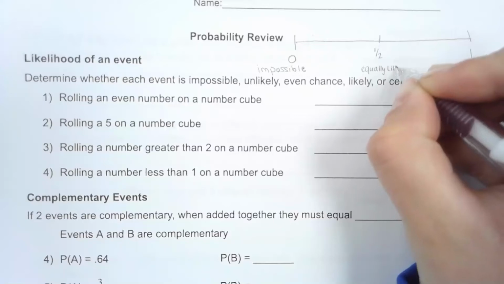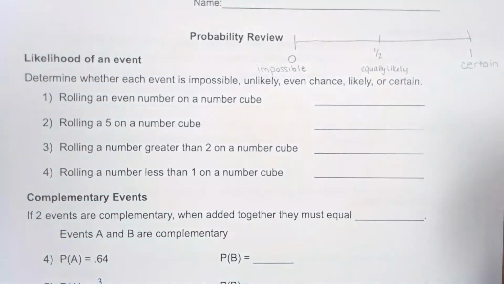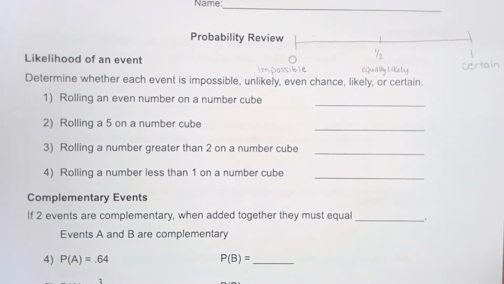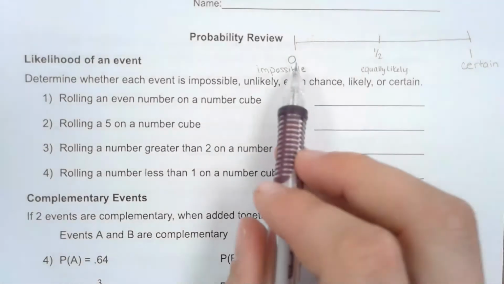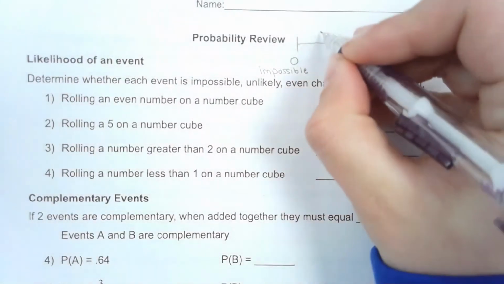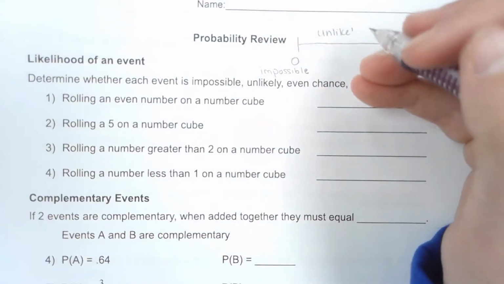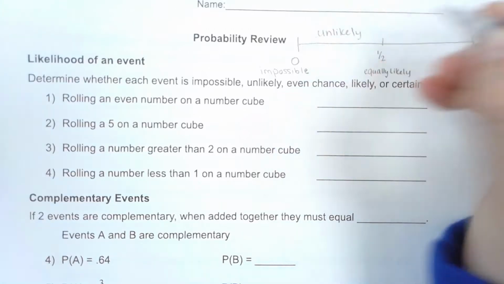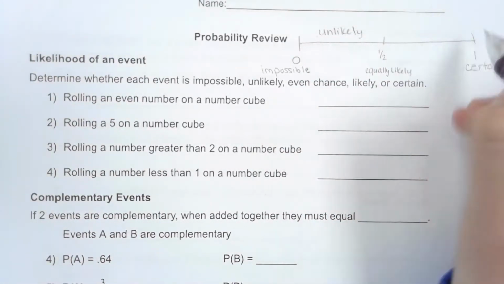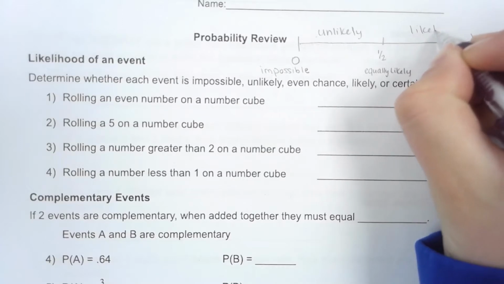So for example, if we have 4 yellow jelly beans and 4 red jelly beans in a bag, the probability of getting a yellow or red is the same because it's 4 and 4, so they're equally likely that you'll get one or the other. And then in between 0 and 1/2, we say it's unlikely that it's going to happen, but it could still be possible. So unlikely. And then in between 1/2 and 1, we say that it is likely.